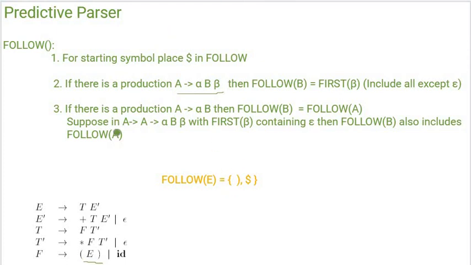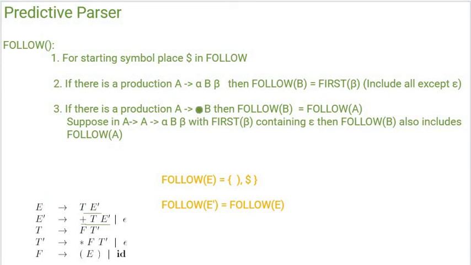Let us proceed with the other non-terminals. So what will be the follow of E dash? When you want to compute follow of E dash, you have to look for the production in which you have E dash in the right side. So which production has E dash in the right side? Here you have, and also here you have, right? So you have to evaluate both the ones. So follow of E dash will be follow of E.